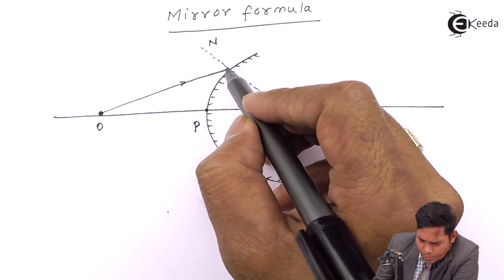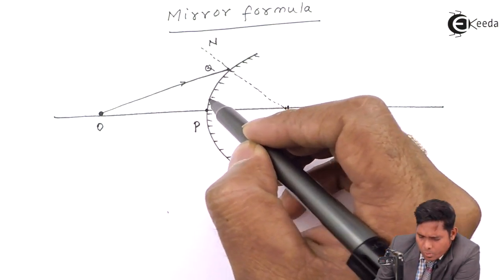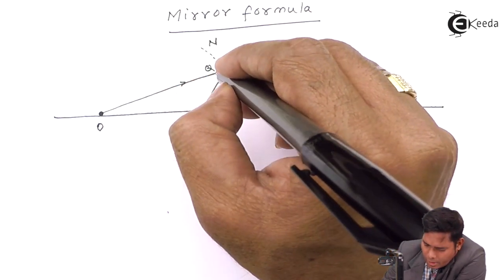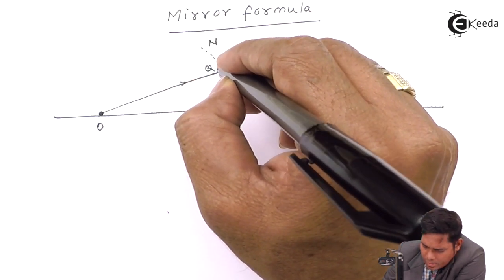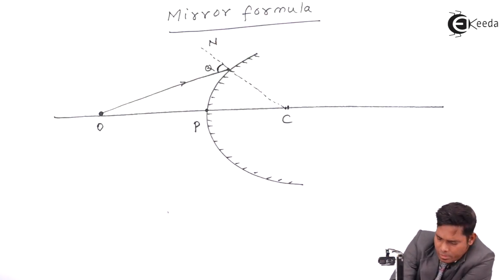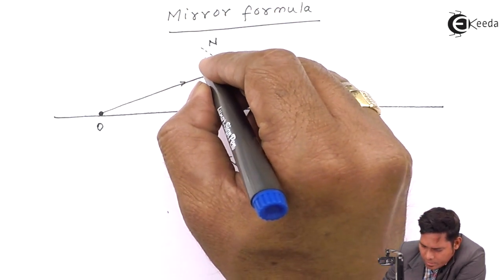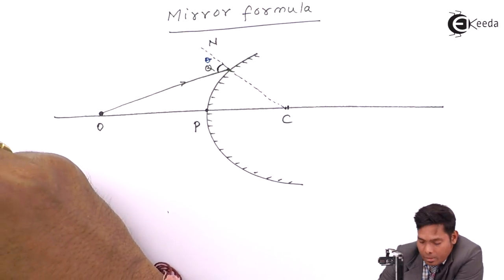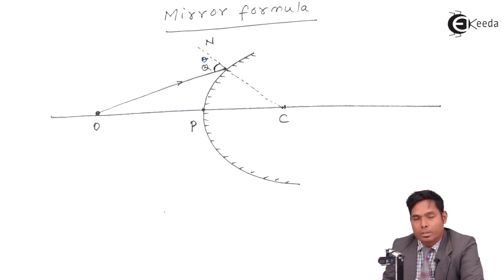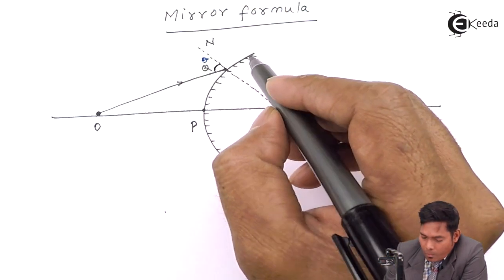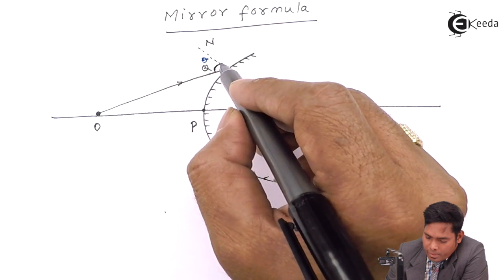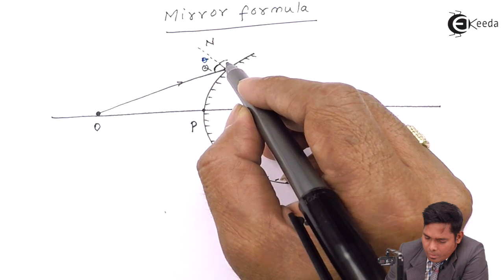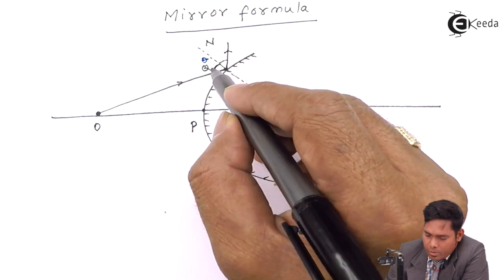This ray is OQ, and this point is Q, and this angle is theta. Why is this theta? It is the angle of incidence, the angle between the incident ray and the normal. Now, by the same amount theta, it will get reflected back with the same angle.